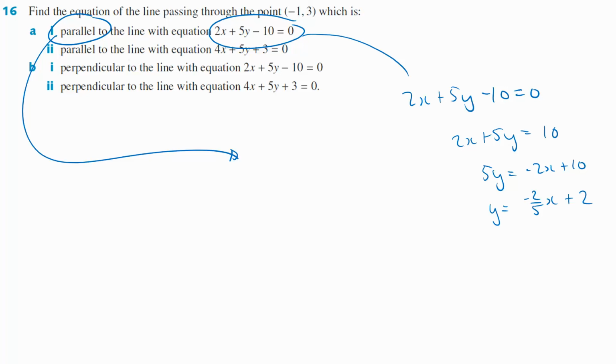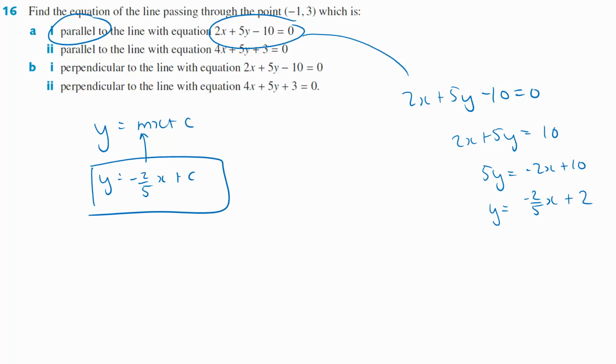So if I write out my new line, there's a line called y equals mx plus c, which I don't know, but I just knew because it's parallel, m has to be negative 2 on 5. Problem is, I still don't know what c is. Because we're trying to find the equation of the line, the equation of the line needs to have a c value. So how do I find c now? What do I do?